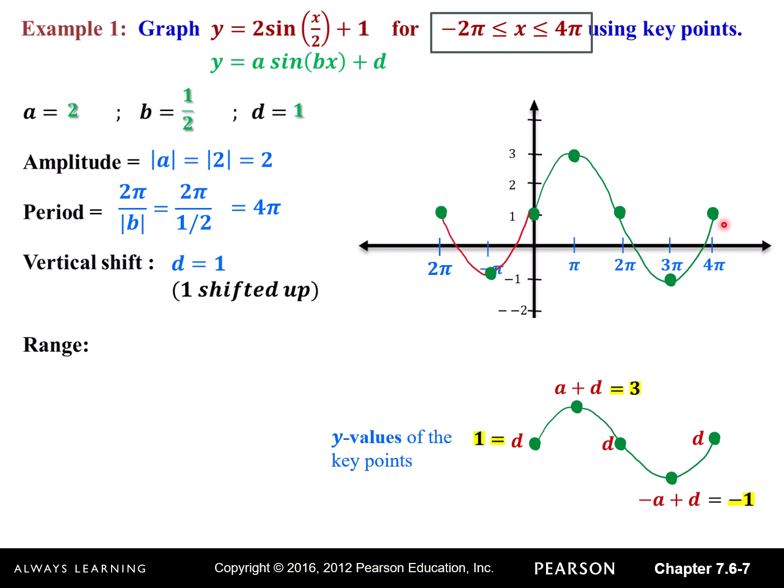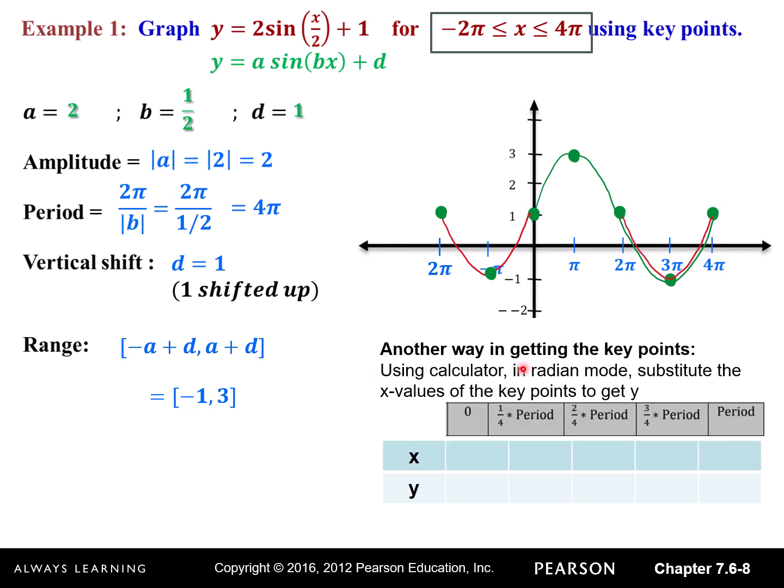So this is the graph. Now, to find the range, we can easily read it from the graph, which is negative 1 up to 3. You can also use the formula wherein the maximum is a plus d and the minimum is negative a plus d. So we can write that as negative a plus d, comma, a plus d, which is negative 1 to 3.